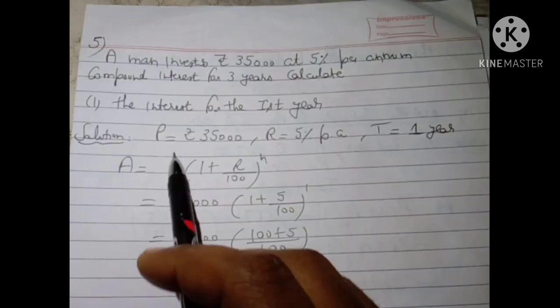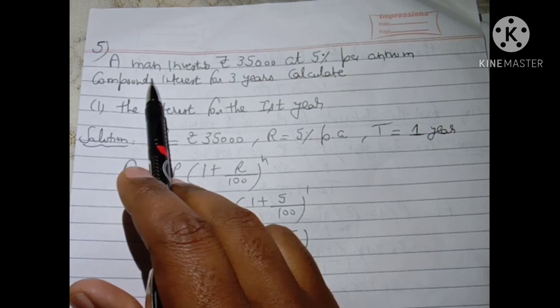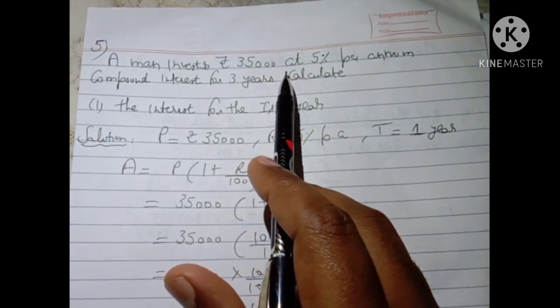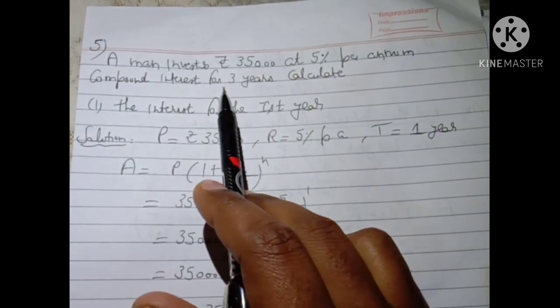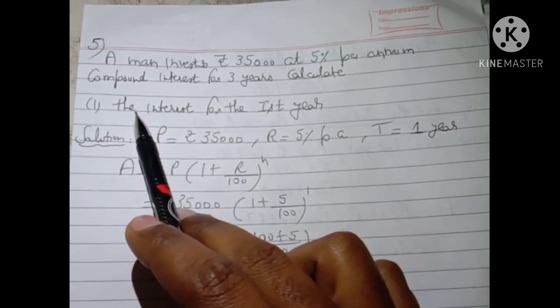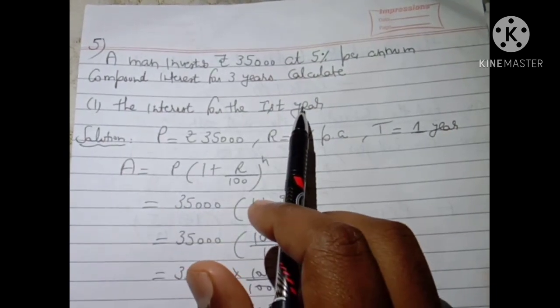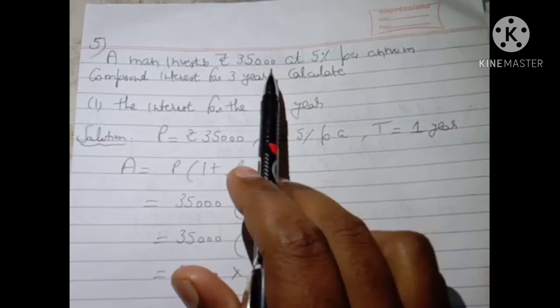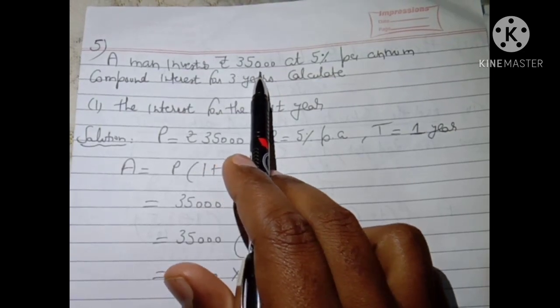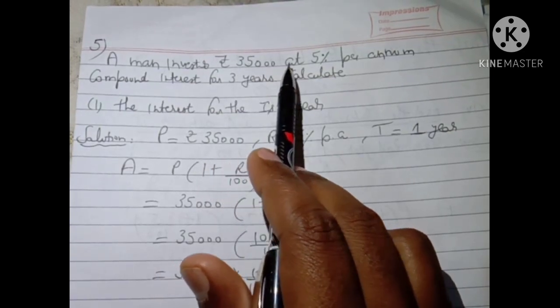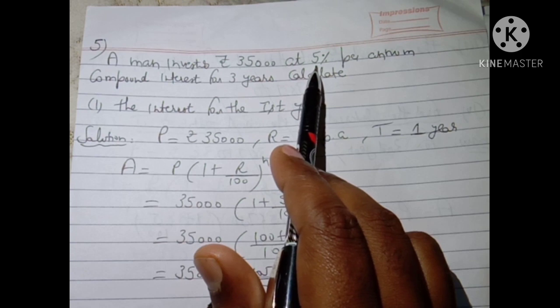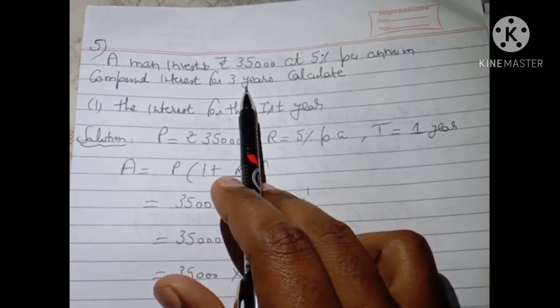Okay, now see the fifth sum. In the fifth sum, a man invests 35,000 rupees at 5% per annum compound interest for 3 years. Calculate the interest for the first year. In this sum, first of all, the principal is given, that is rupees 35,000, the rate of interest is 5%, and the time period is 3 years.